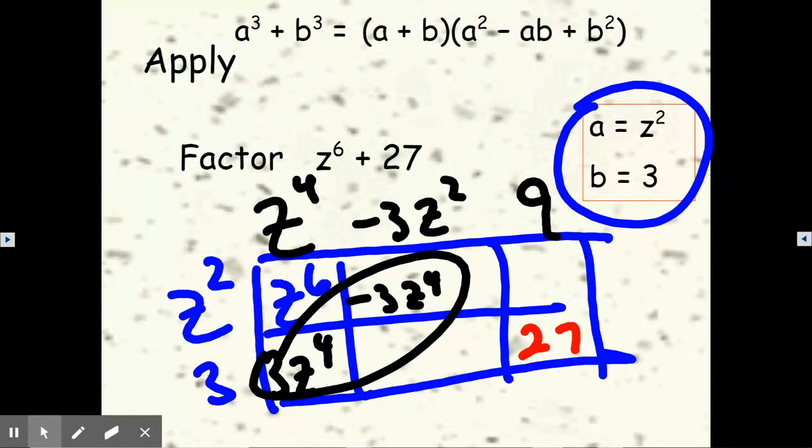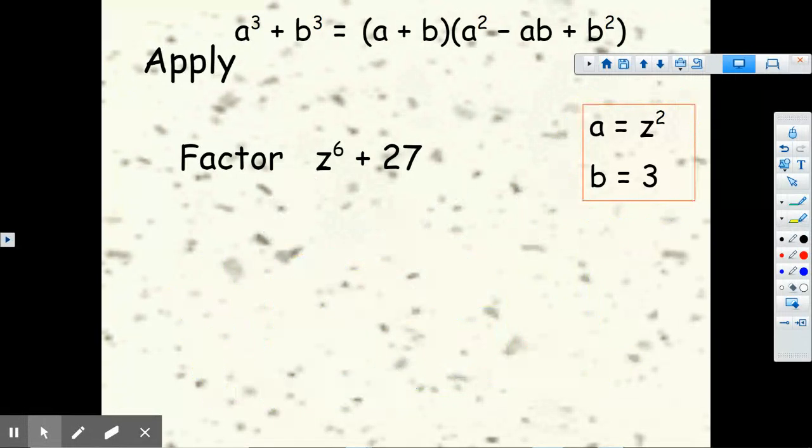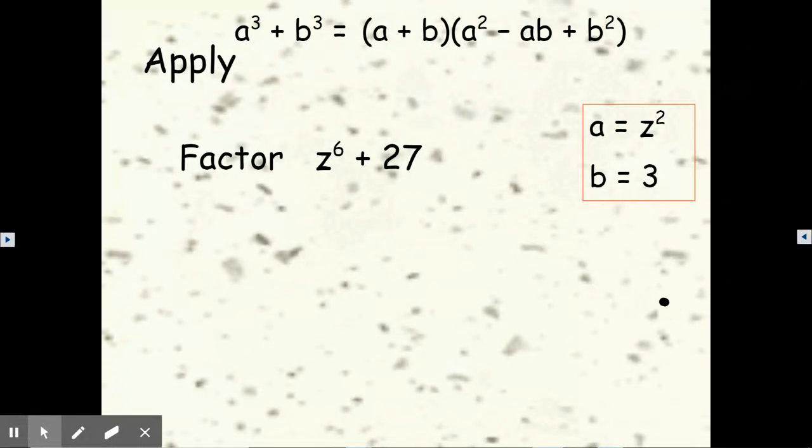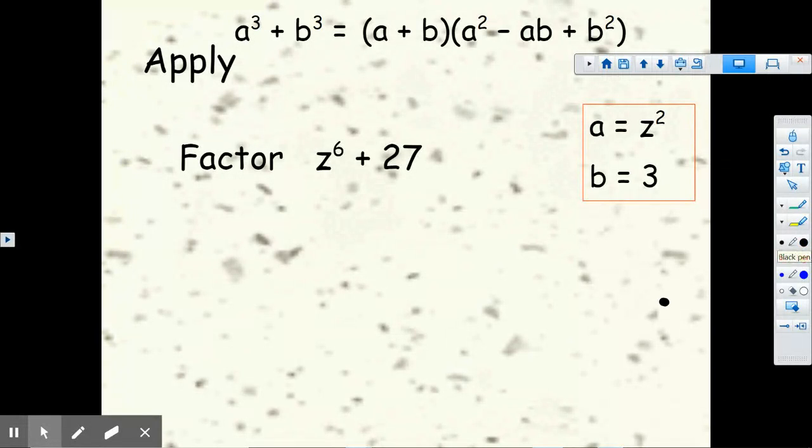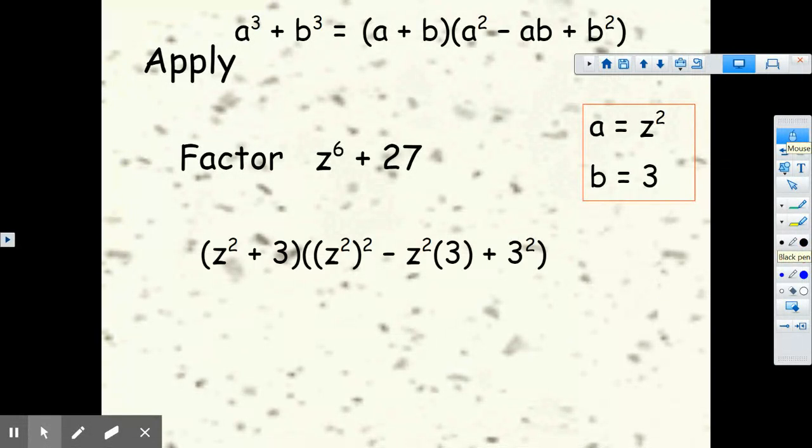So we have z squared plus 3 times z squared, z to the 4th, which is z squared squared, minus 3z squared, a times b, and b squared, which is 9. You're going to write the answer into 2 parentheses, of course, but that's just another way of looking at it if you'd prefer to do it that way. I don't know why this makes me do it this way, but there we go.